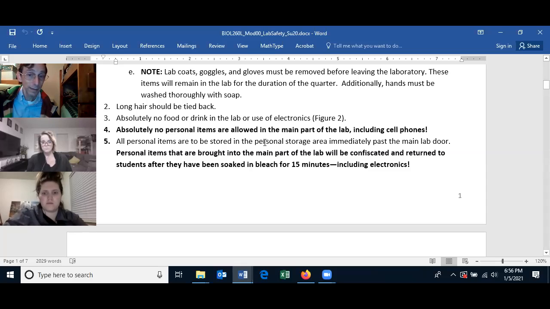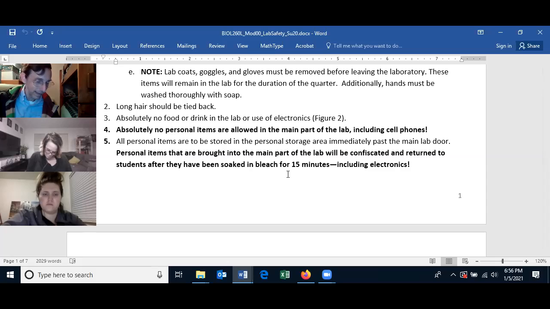No personal items are allowed in the lab. If anything is brought into the lab, it must stay in the lab, and you cannot get it back until it has been autoclaved or submerged in bleach. You can bring in your backpack and a coat that you're wearing, like if it's raining or cold, and store it in the cubby hole. That is not considered part of the lab. It's considered external to the lab.